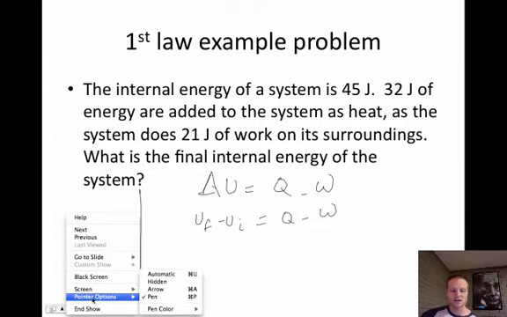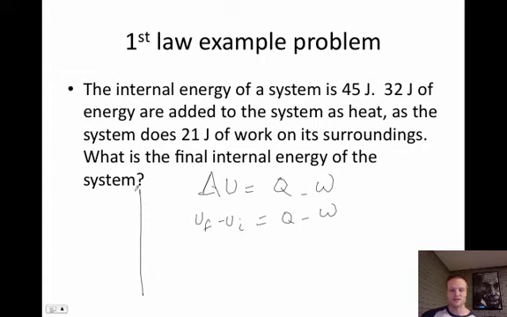I'm just going to change colors here so that maybe we can put my knowns in different colors, to make it a little more fun. So if I'm starting with an energy of 45 joules, that is actually my UI. My initial starting energy is 45 joules. And it says 32 joules of energy are added to the system as heat, and so that is actually my Q. I have 32 joules of energy added as heat.